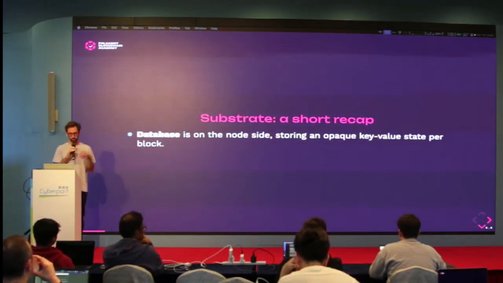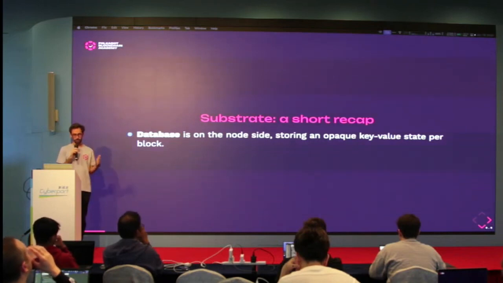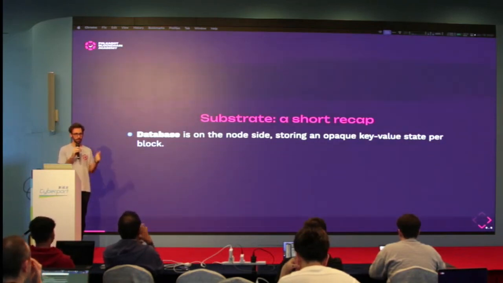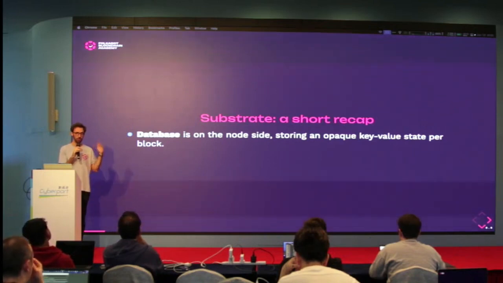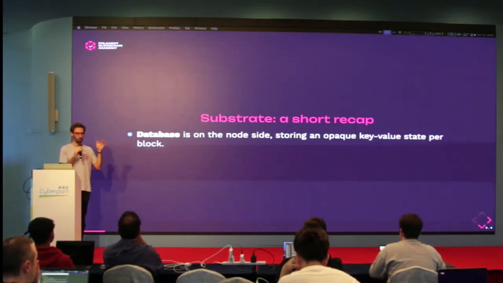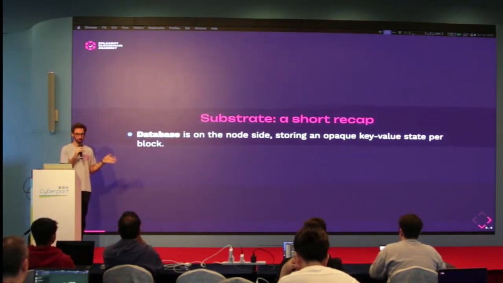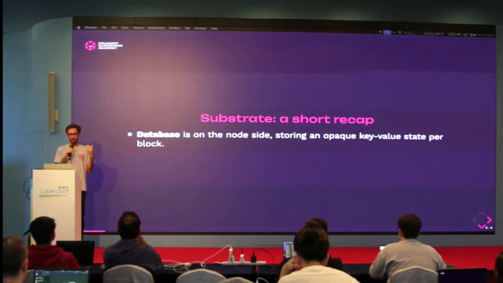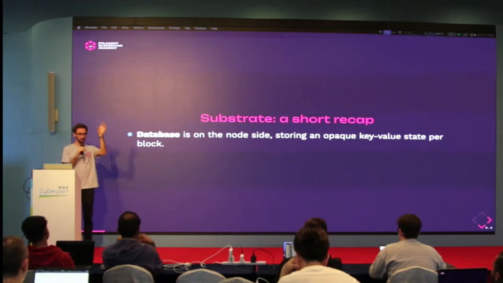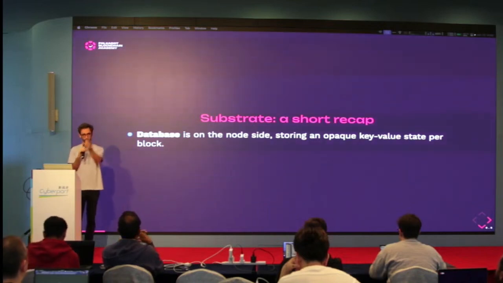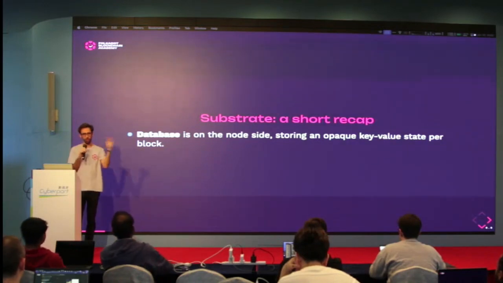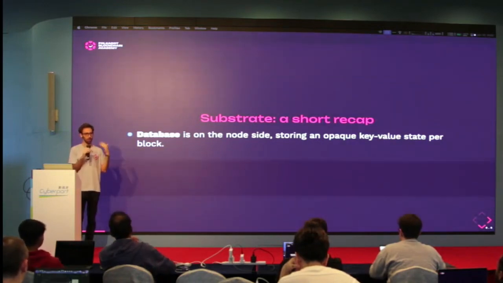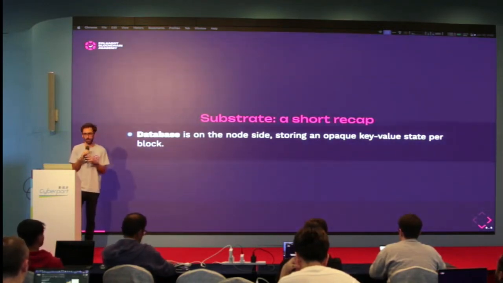Another important point that we should recap before going further is the notion of database and state. The database is kept on the node side, so all the blockchain data is kept on the node side in this component that we typically refer to as the database. But inside the database, we have individual states from different blocks, and these states are opaque key-value pairs that the node itself cannot really interpret, and the runtime understands them.